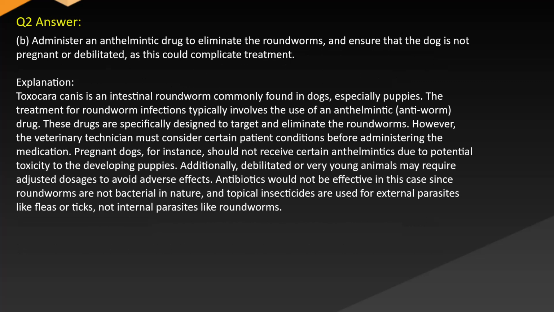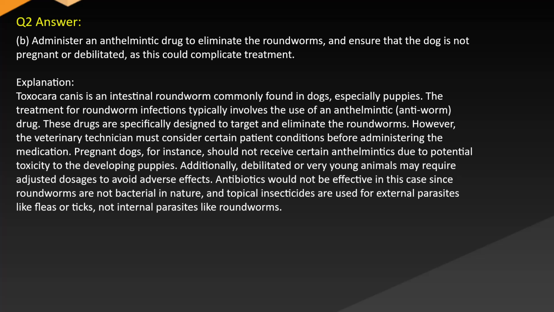Answer: B. Administer an anthelmintic drug to eliminate the roundworms and ensure that the dog is not pregnant or debilitated, as this could complicate treatment. Explanation: Toxocara canis is an intestinal roundworm commonly found in dogs, especially puppies. The treatment for roundworm infections typically involves the use of an anthelmintic, or anti-worm, drug. These drugs are specifically designed to target and eliminate the roundworms.